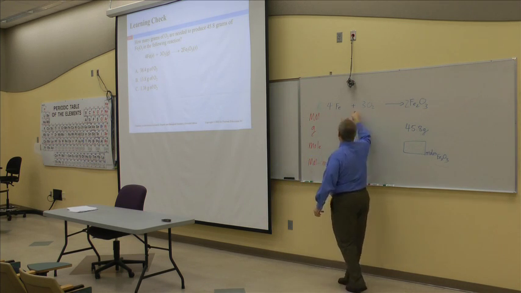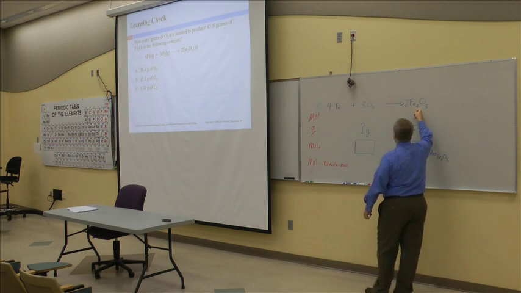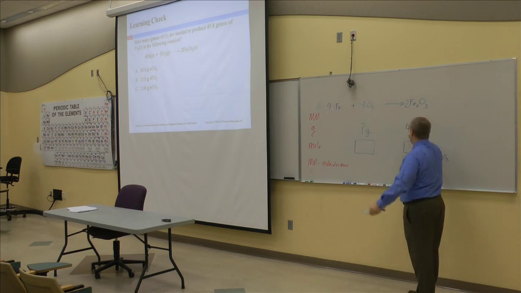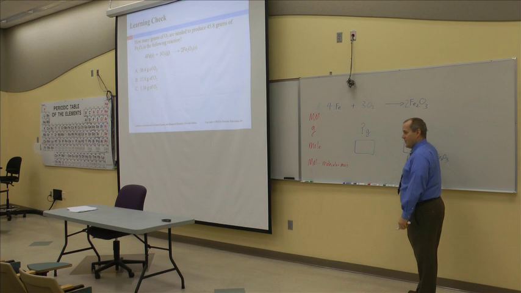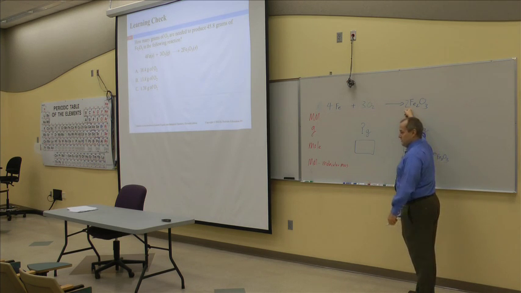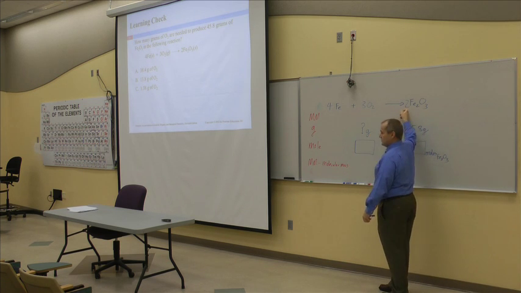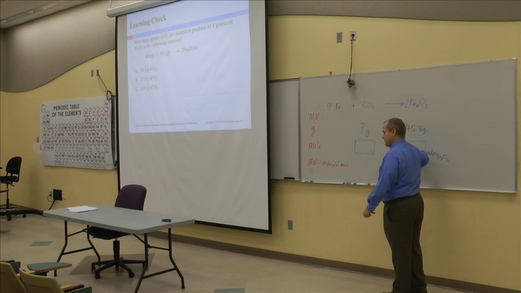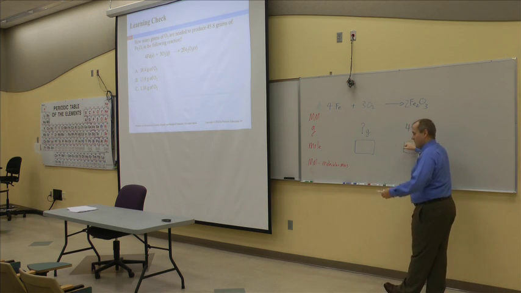4 moles iron, 3 moles oxygen, 2 moles of that. Right? This number is what? Grams. Is that number the same as that number in terms of units? No. Moles, grams. So you can't convert this to that because these are moles. You can't convert grams to grams using moles. You have to convert to moles first. Make sense yet?